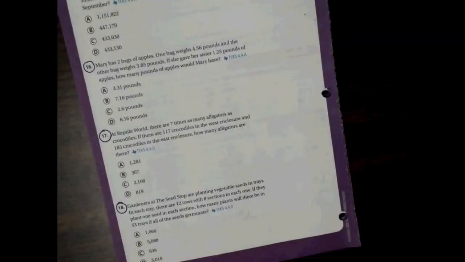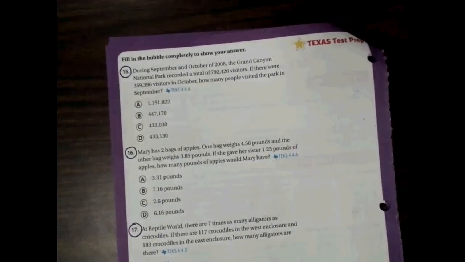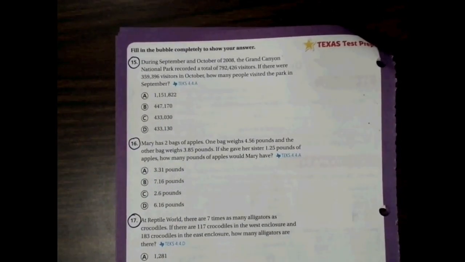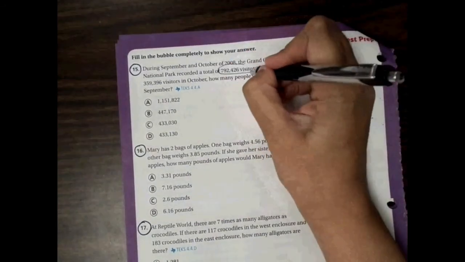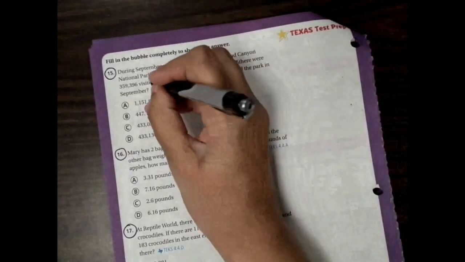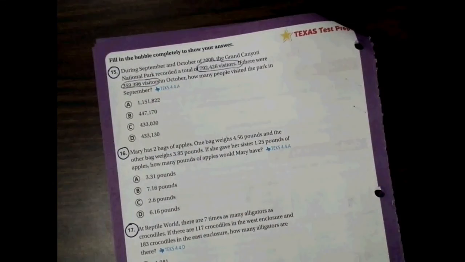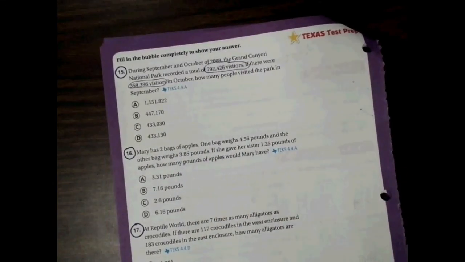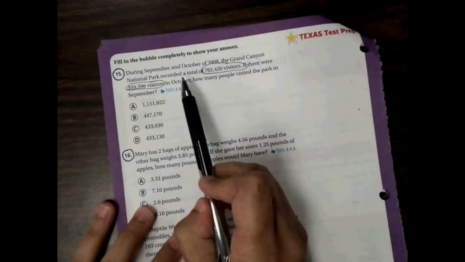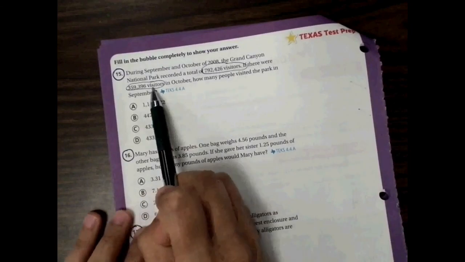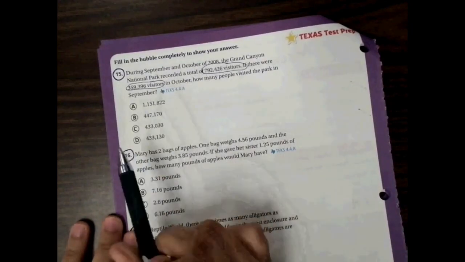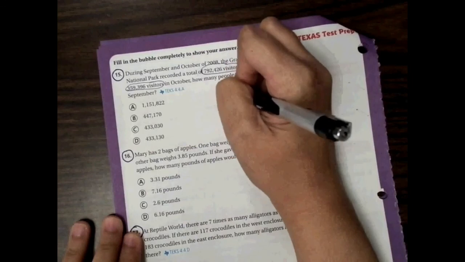Okay, let's continue. We're going to look at number 15. During September and October of 2003, the Grand Canyon National Park recorded a total of this many visitors. If there were this many visitors in October, how many people visited the park in September? So what you see here is you have a total of September and October, and just October. So in order to find September, you need to subtract. So I'm going to put my larger number on top.